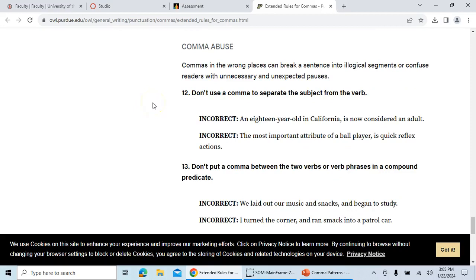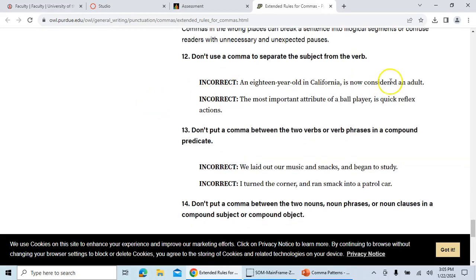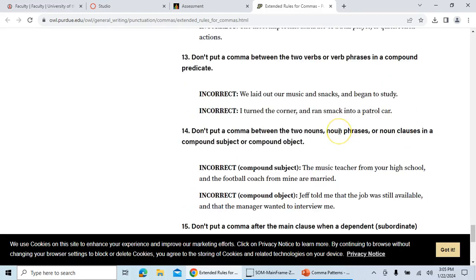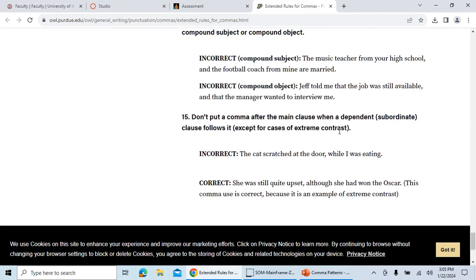Don't use commas to separate subject from verb. This would be a comma that you were dropping in there for no reason. Don't use a comma between two verbs or verb phrases in a compound predicate. We laid out our music and snacks and began to study. You wouldn't use a comma here. And I think that's pretty much it.